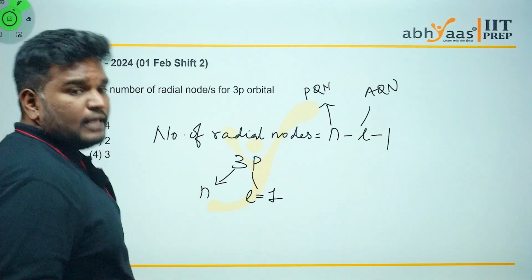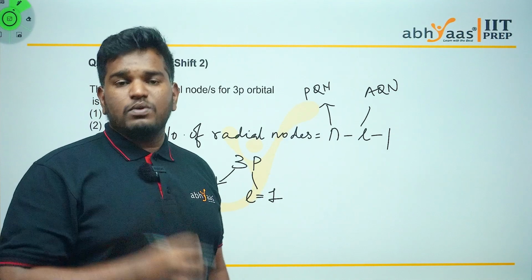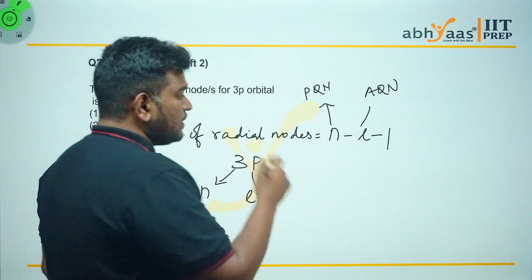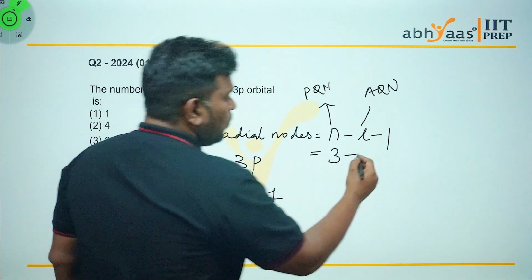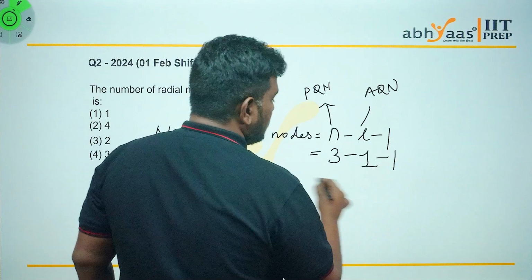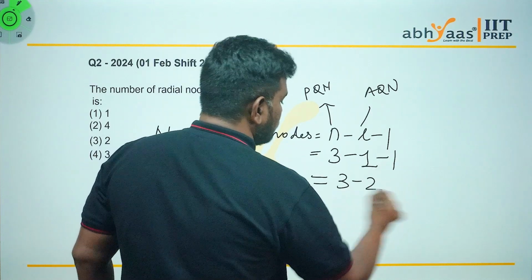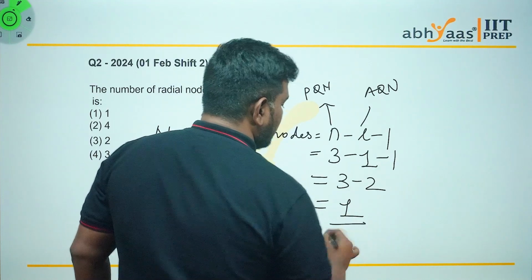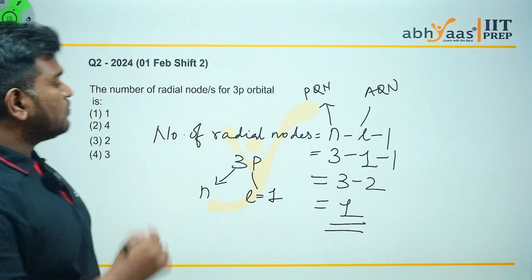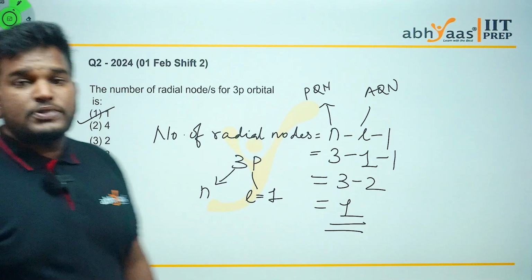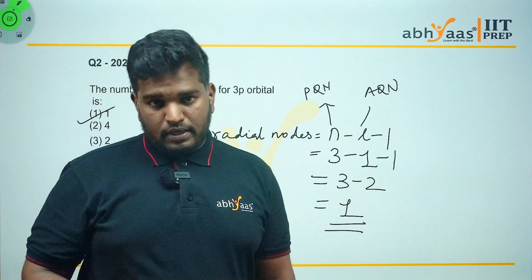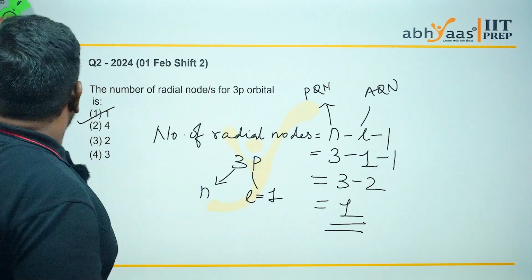You already know s is 0, p is 1, d is 2 and f is 3. So what will be the n value here? It will be 3. The L value will be 1, minus 1. So you have 3 minus 2, so the answer is 1. So the number of radial nodes for the 3p orbital is 1. So your correct option is option 1. Right. Now the next question.